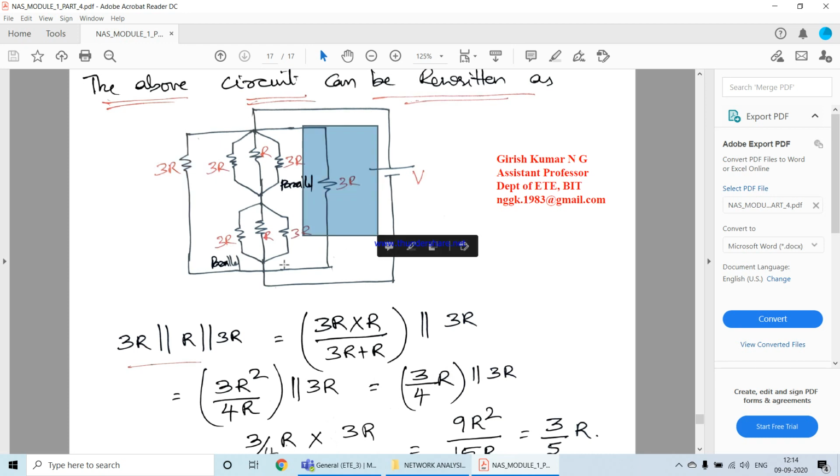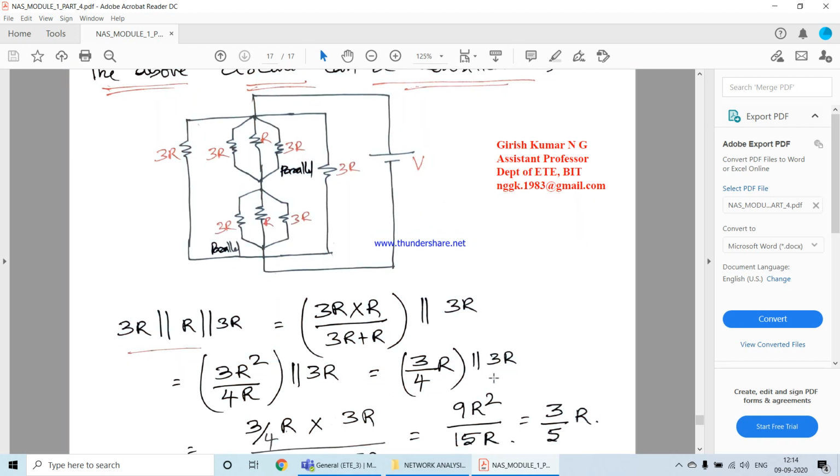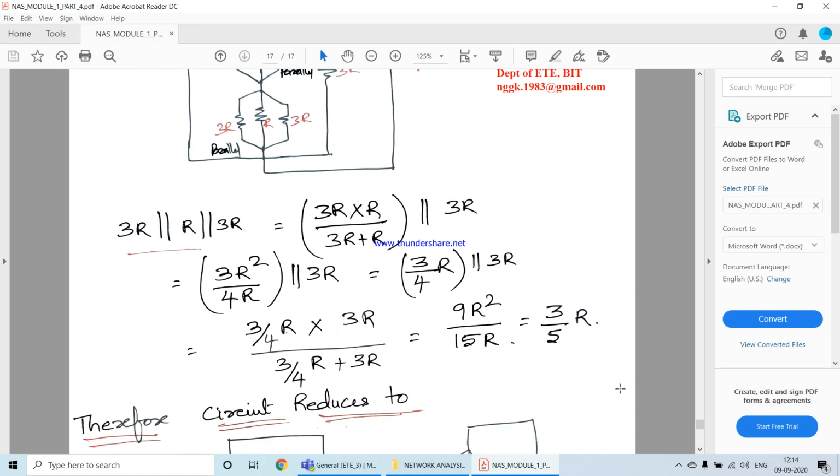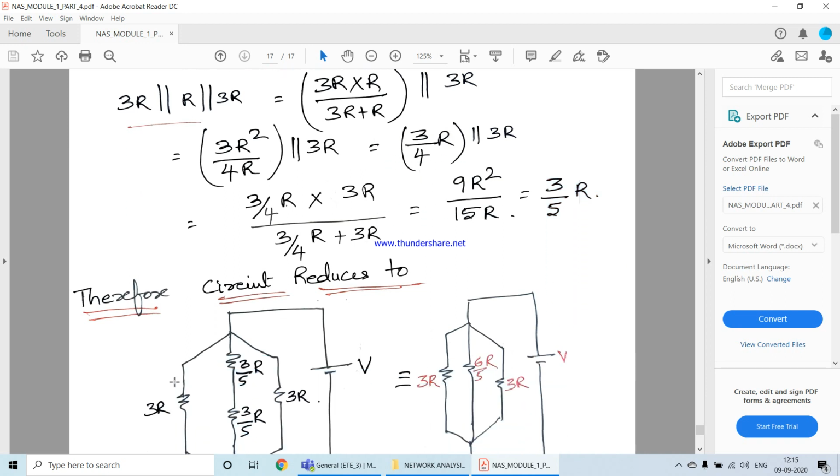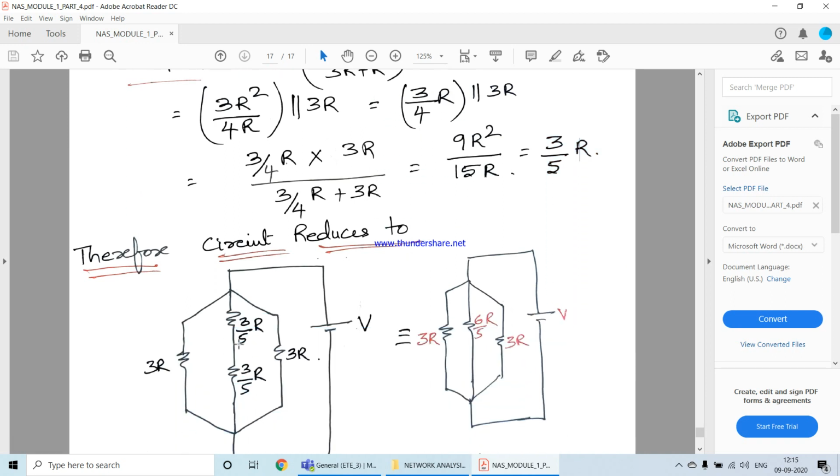When I say 3R, R and 3R in parallel, finally I will end up getting 3 by 5R. All 3 are in parallel, so I will get 3 by 5R. So I will replace that with 3 by 5R here. See, this is 3 by 5R, 3 by 5R. Now these both are in series, therefore they get added up. So 3 by 5 plus 3 by 5 will give you 6 by 5.